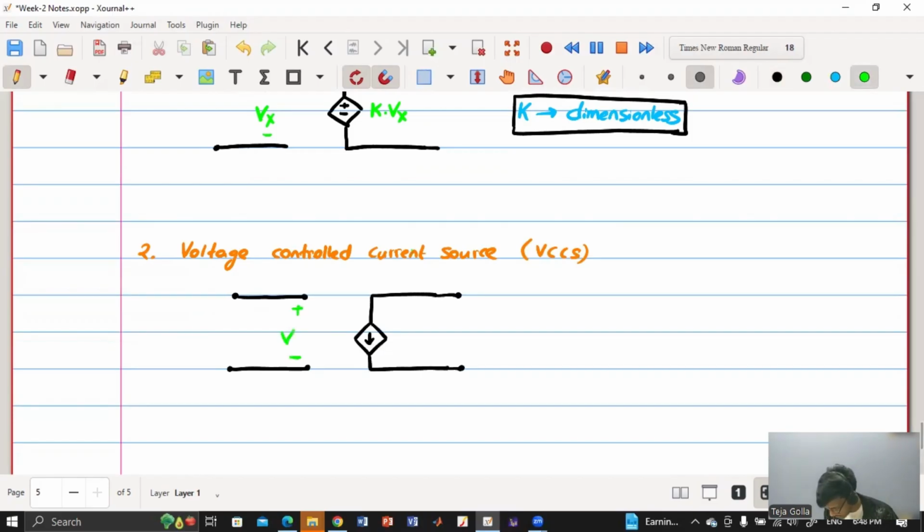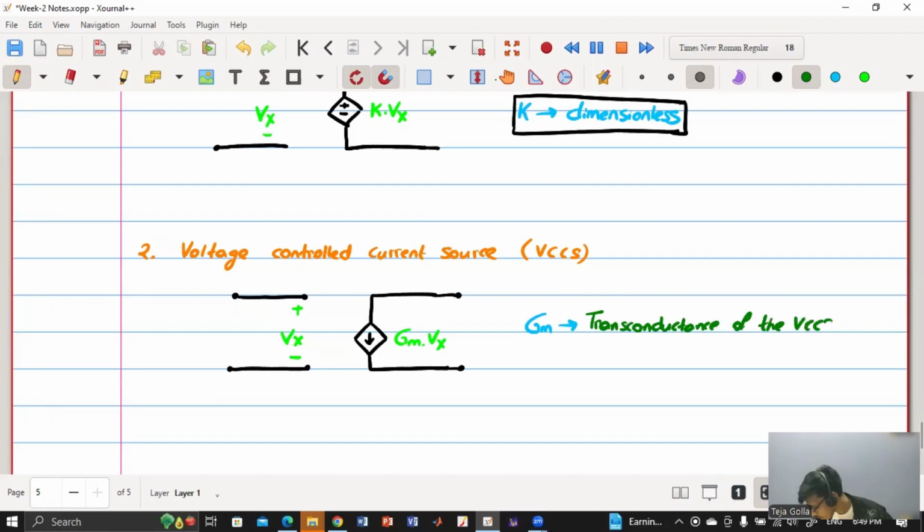So it is Vx and the current is Gm into Vx, because the output is current and the input is voltage. So what will be the dimension of the amplification factor? It will be conductance, because I is nothing but G into voltage, conductance into voltage. And this Gm is called the transconductance of this VCCS. So here Gm is the transconductance of the voltage controlled current source.